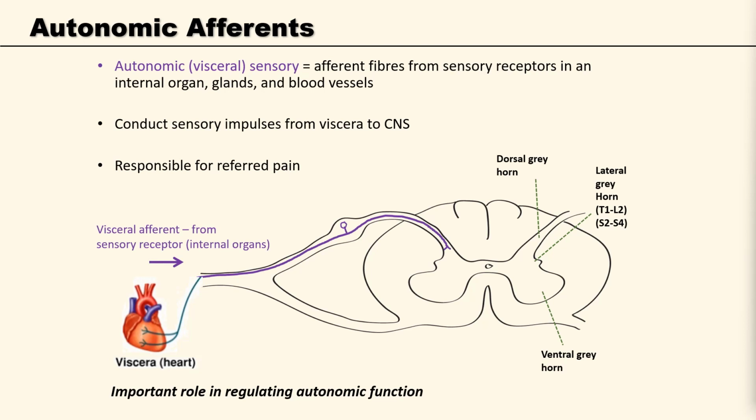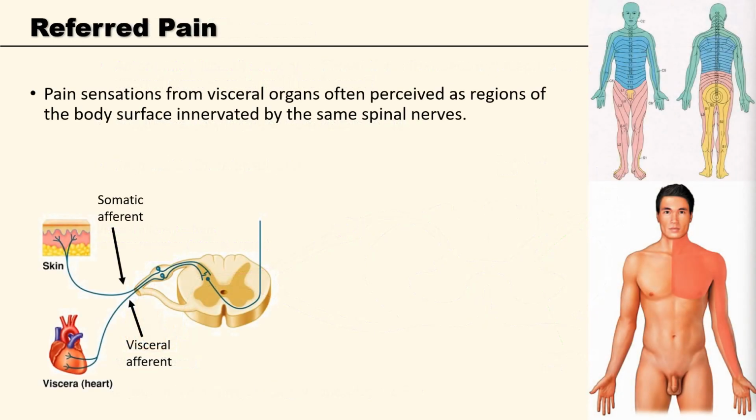Very similar to those somatic afferent fibres transmitting pain from the skin. In fact, it is this property that gives us a characteristic referred pain. Referred pain is where pain is perceived in a different location to where the damage is actually present. The visceral afferents and the somatic afferents may enter the spinal cord at the same level. They will both synapse with a second order neuron in the dorsal grey horn. From here, they will transmit in the same manner.